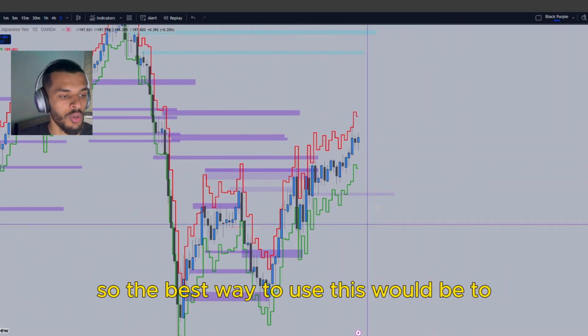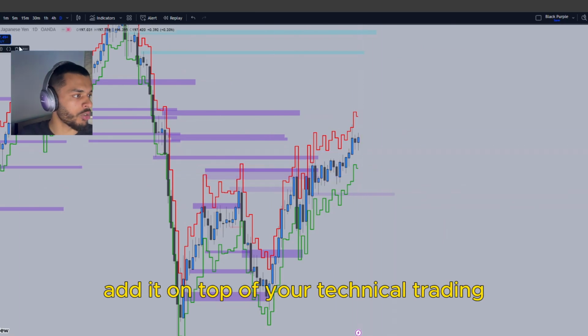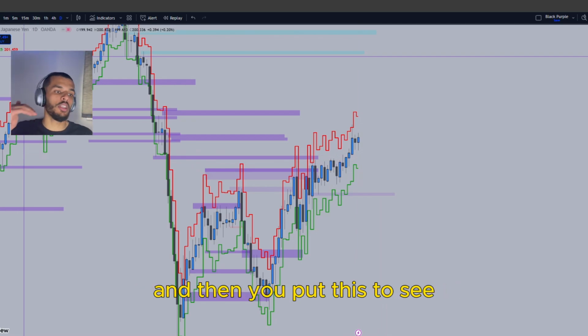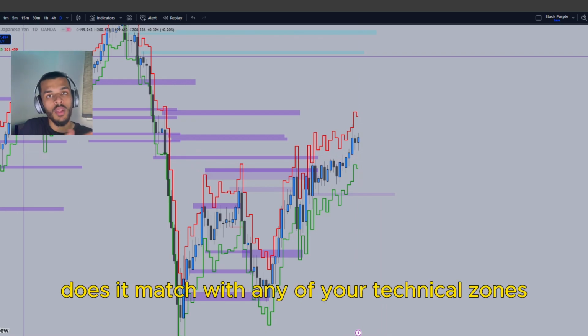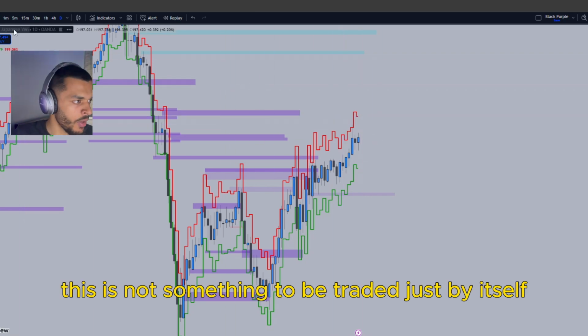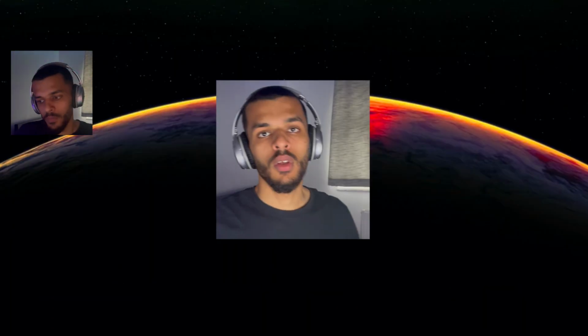So the best way to use this would be to add it on top of your technical trading. So you start off with key levels, you plot everything on top of that, and then you put this on to see, does it match with any of your technical zones? This is not something to be traded just by itself. It's just to kind of help you with that decision making.